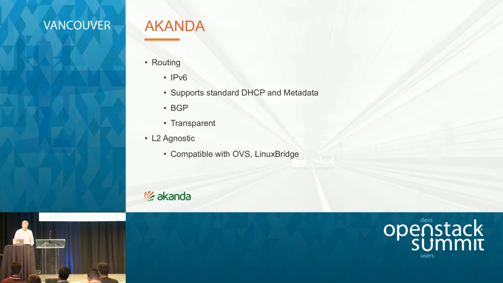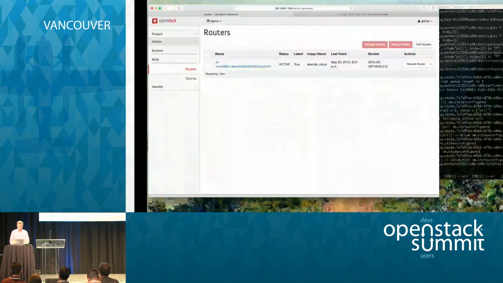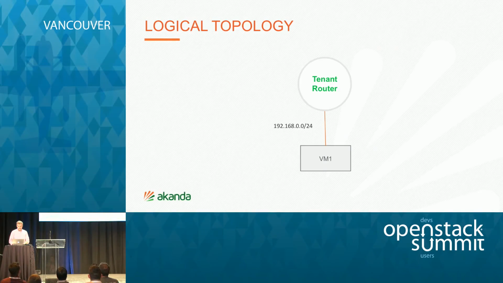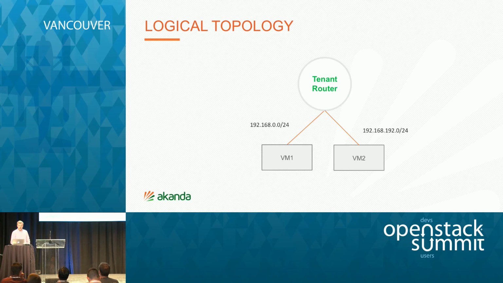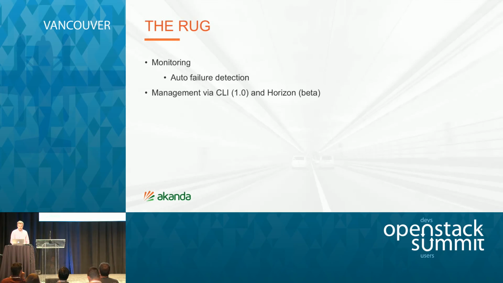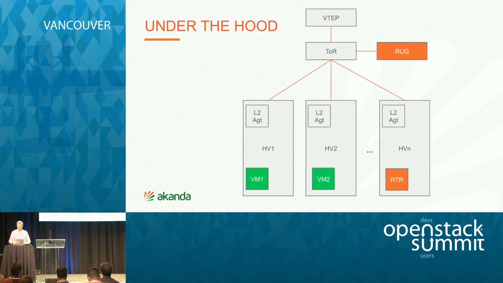Also, as I said earlier, it's L2 agnostic, so whether you're running OVS in your hypervisor or Linux Bridge in your hypervisor, it will work there. And so this is kind of the topology, with the slides posting later, for where we added one in. I mentioned the rug with this auto failure detection, and showed you pictures of the CLI and the Horizon support, which is in beta. And then I gave you an overview of under the hood, how all the components fit together.